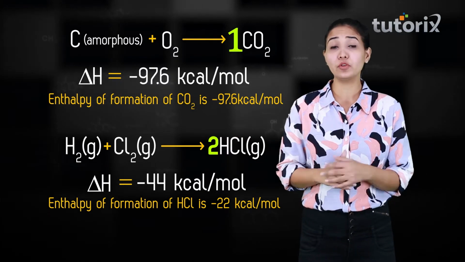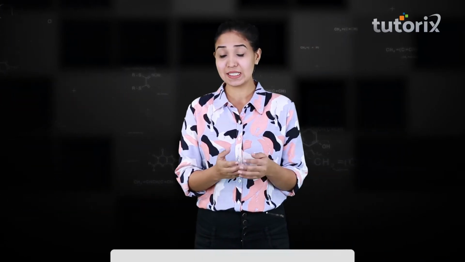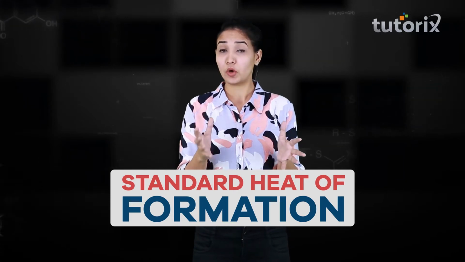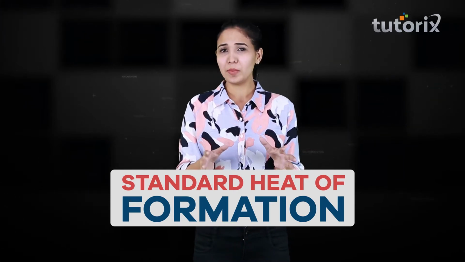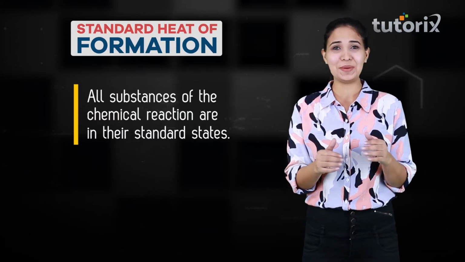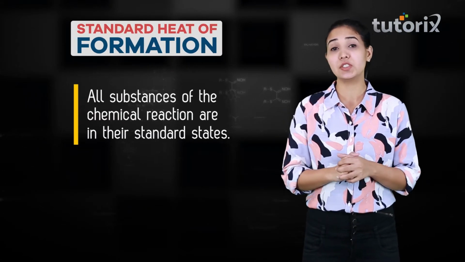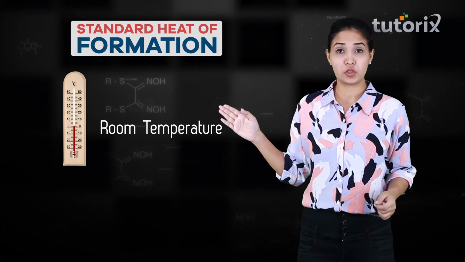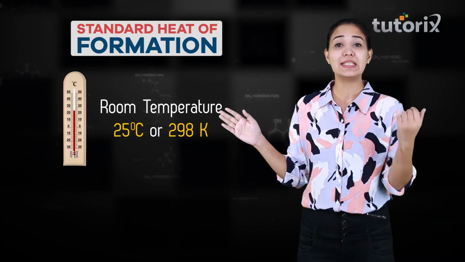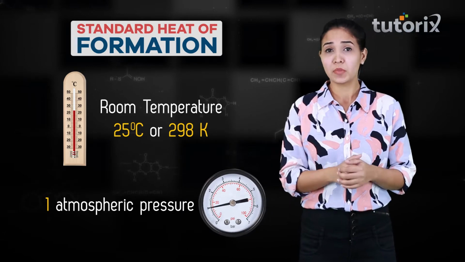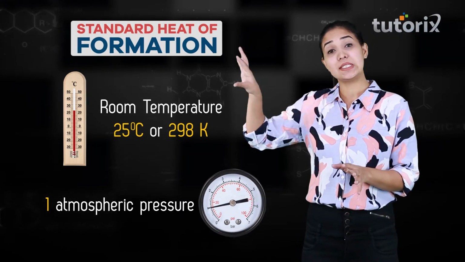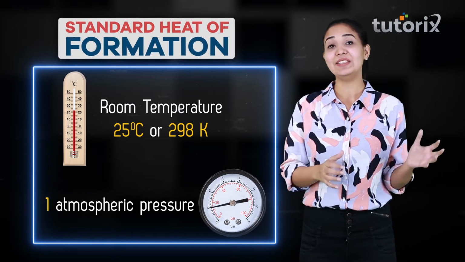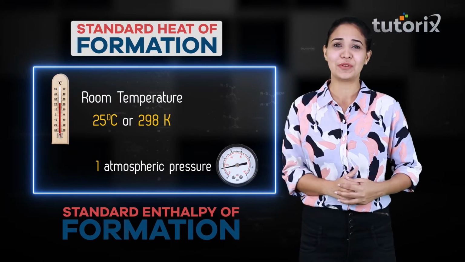Now guys, if we have to talk about one more condition, that is the standard heat of formation. Now, do you remember what standard refers to? Well, we have talked about that many times. If I talk about a particular reaction where the constituent elements are present in their standard state, and what is the standard state? It simply means they are present at room temperature, that is 25 degrees Celsius or 298 Kelvin, and 1 atmospheric pressure. So if the constituent elements are present in this condition, in that case the heat of formation is referred to as the standard heat of formation or standard enthalpy of formation.